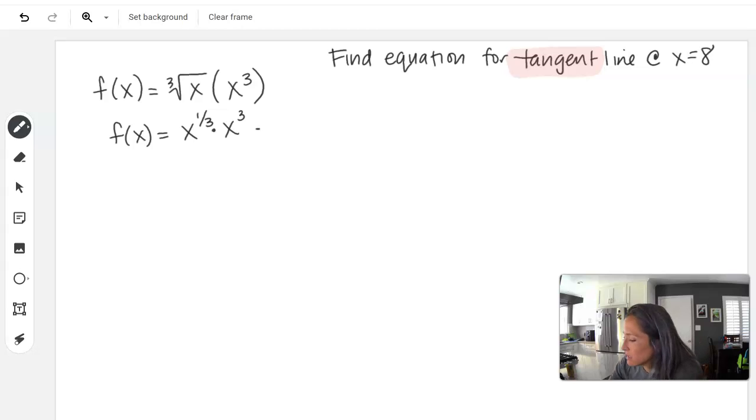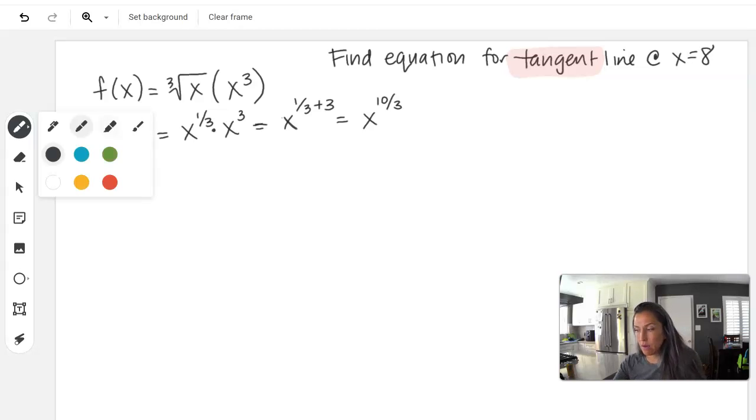exponents. So this is the same thing as x to the 1/3 plus 3, which I have to think about for a little bit. That's 10/3. She hopes. All right, and so now we have something that looks exactly like a power function.